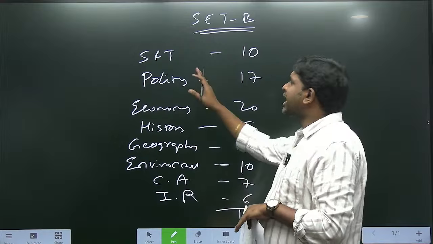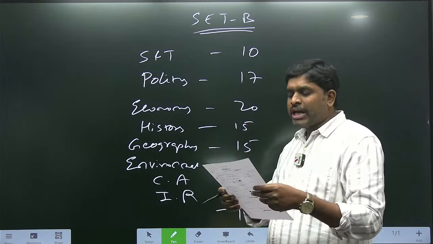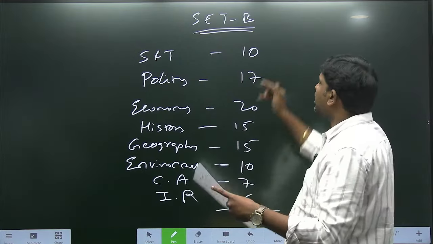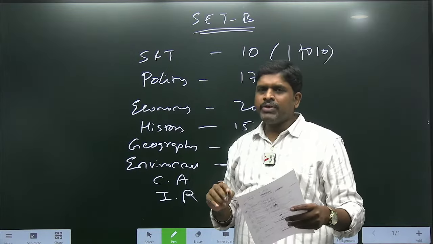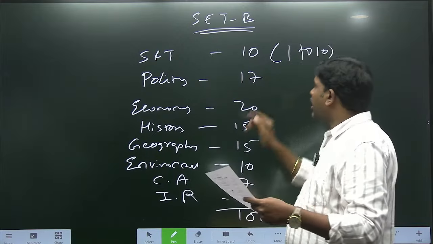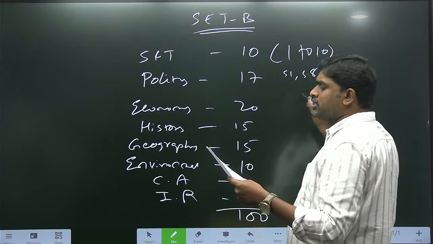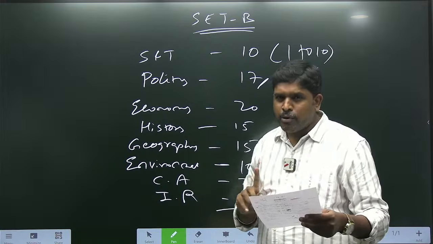In set B, 1 to 10 questions are from science and technology. So from 1 to 10, direct questions are there from science and technology. And in polity, it is the 51st question, the 58th question and 5 questions, plus 81 to 90. So overall 17 questions are there from polity.